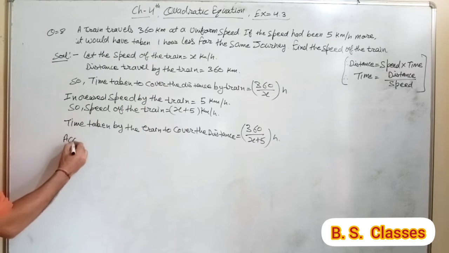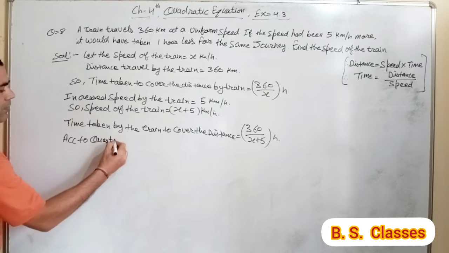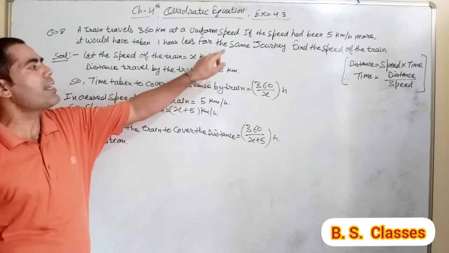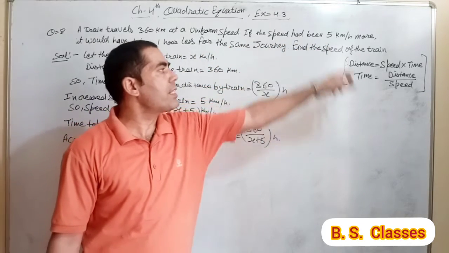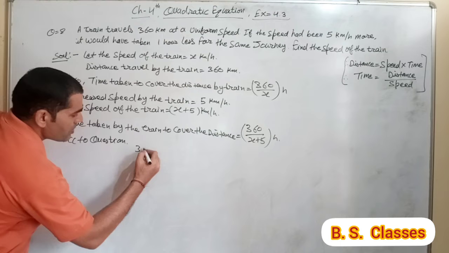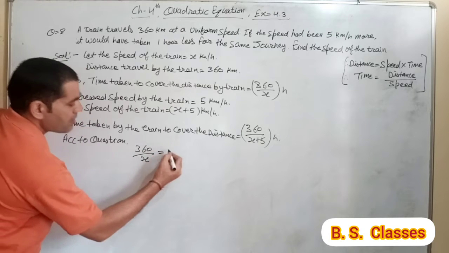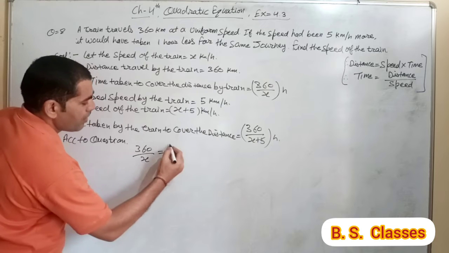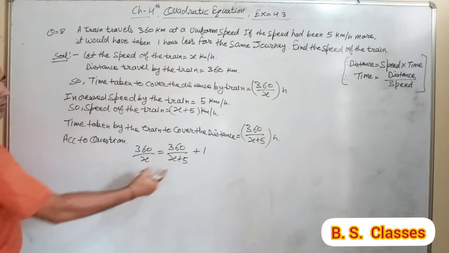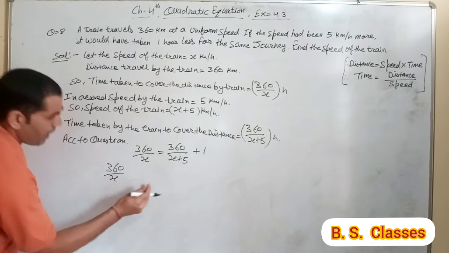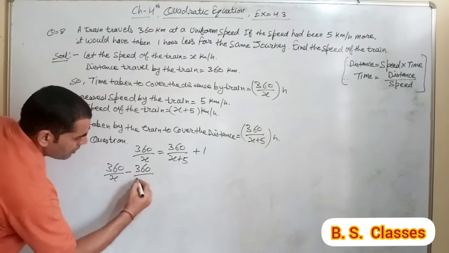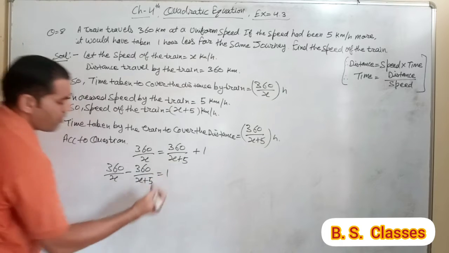According to the question, it would have taken 1 hour less for the same journey if the speed had been increased by 5 km per hour. So the time at uniform speed is 360 upon x, which is equal to the time at increased speed, 360 upon x plus 5, plus 1. So we transpose 360 upon x plus 5 to the left hand side: 360 upon x minus 360 upon x plus 5 is equal to 1.